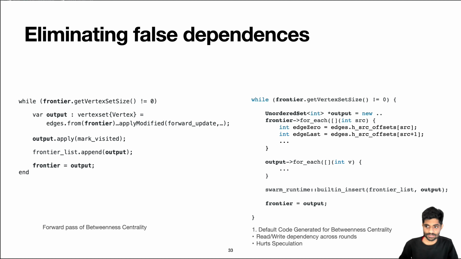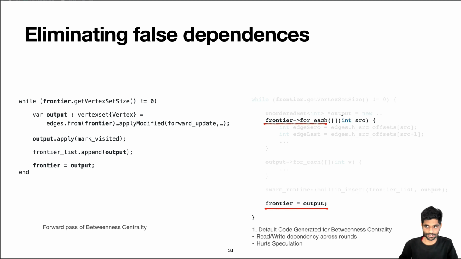We can immediately see that the frontier data structure is read and written every iteration of the while loop. This creates data dependence, which hinders speculative execution across rounds. But we should be able to process new active vertices from the following rounds as they are being produced, without having to wait for all the vertices from the current round to be finished. The graph VM performs a series of transformations to get rid of these false dependencies.